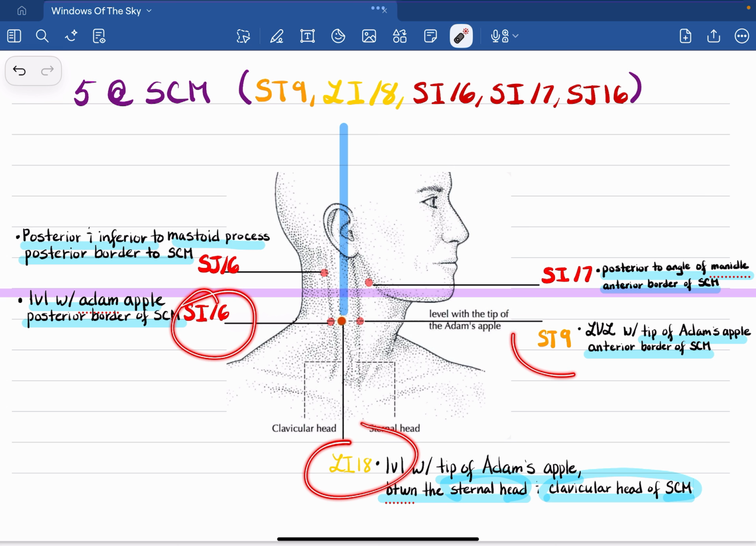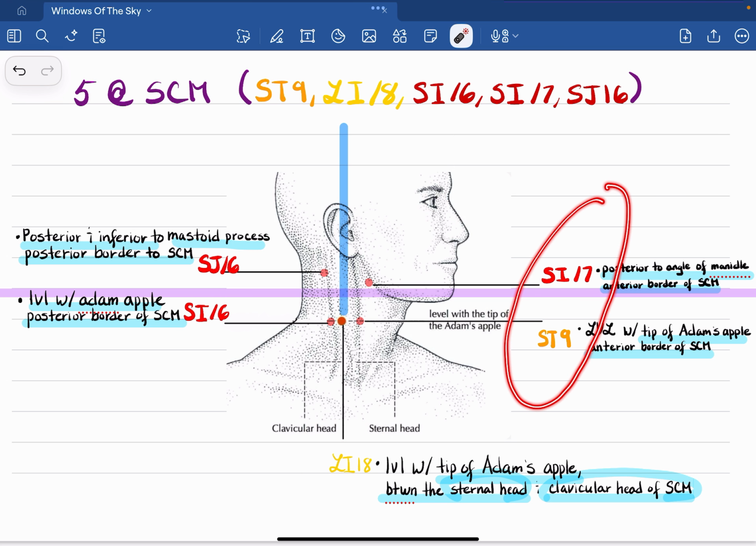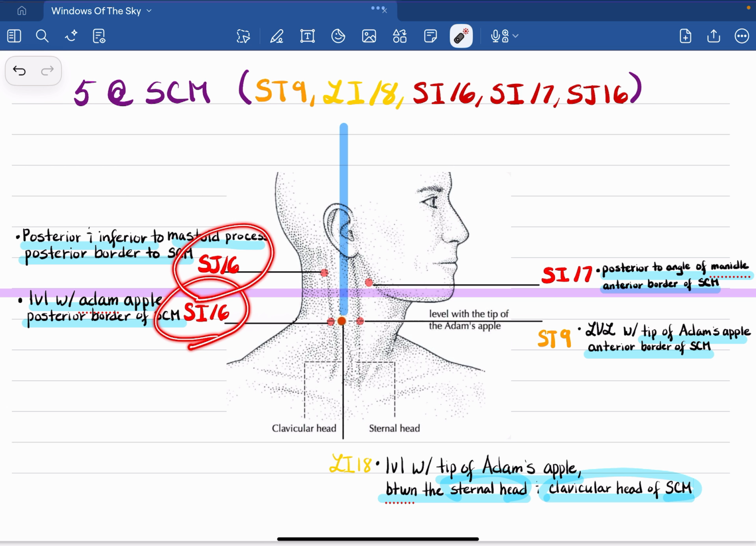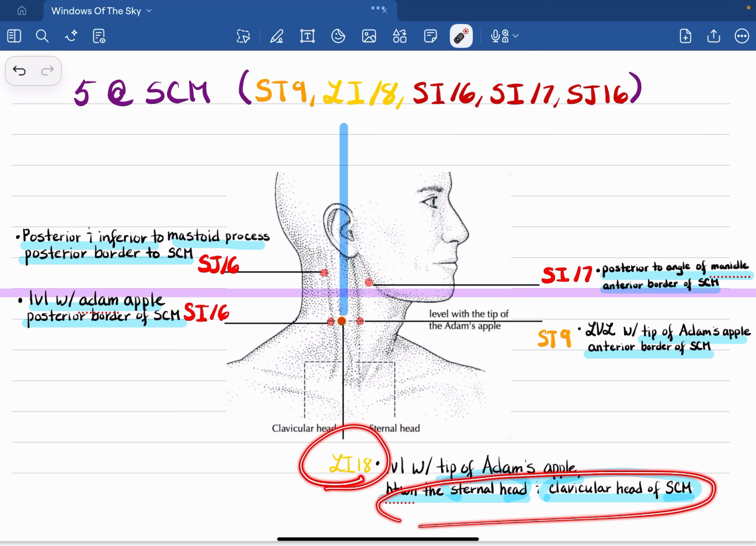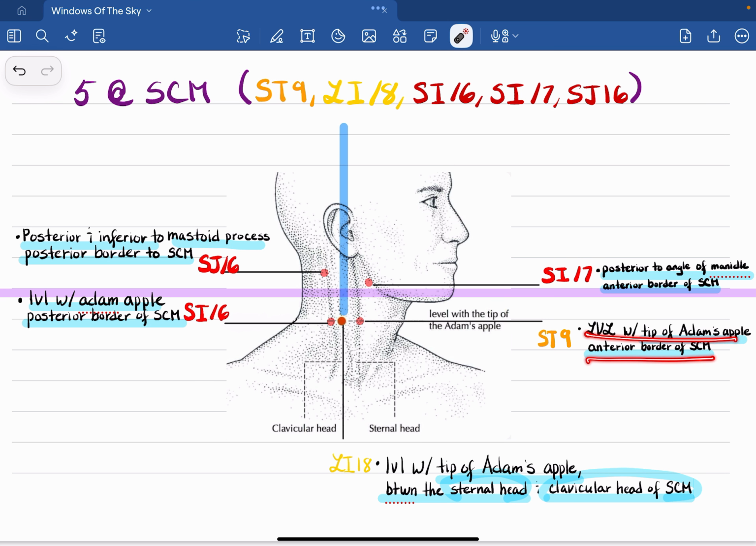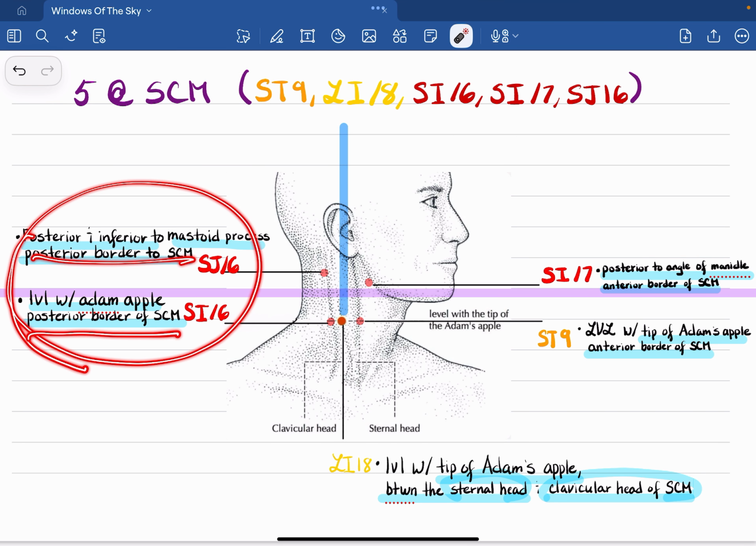These three are always level with the Adam's apple. These two are going to be in the front, stomach 9 and SI 17. The middle holder is LI 18. Then we have SI 16 and Sanjiao 16. Both 16s are going to be in the back, posterior to the SCM. The only thing you always have to recall is that LI 18 is in between the sternal head and clavicular head of SCM. Here, we know that it's level to the Adam's apple, but anterior to SCM. Here, we should know that it's posterior to the angle of the mandible, and posterior inferior to the mastoid process for Sanjiao 16. Both of these 16s are posterior to the border of SCM.